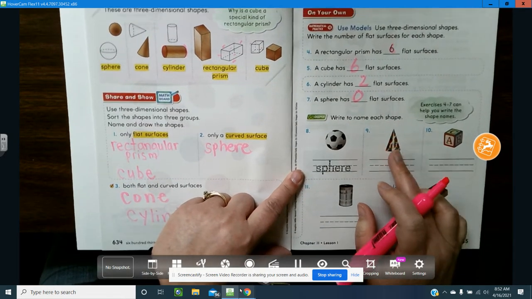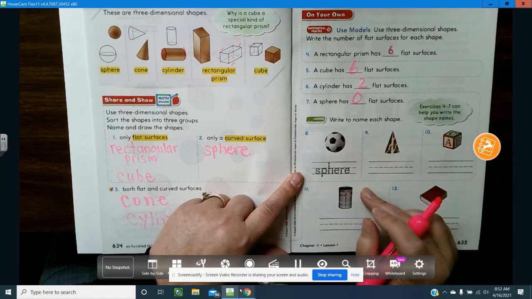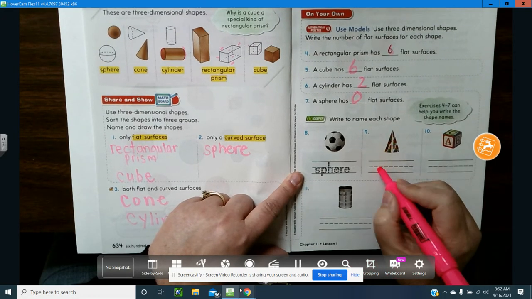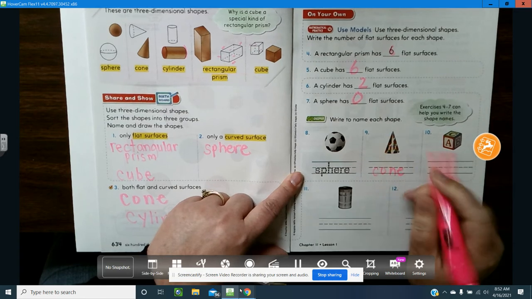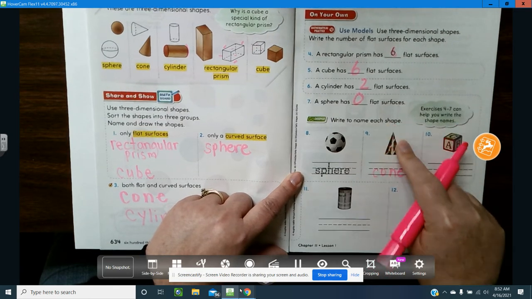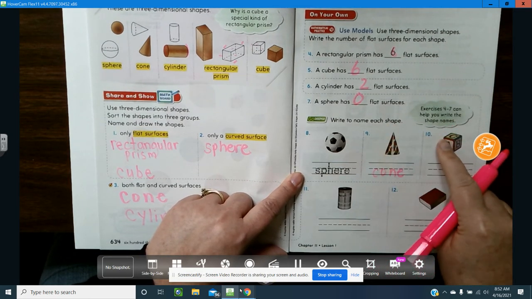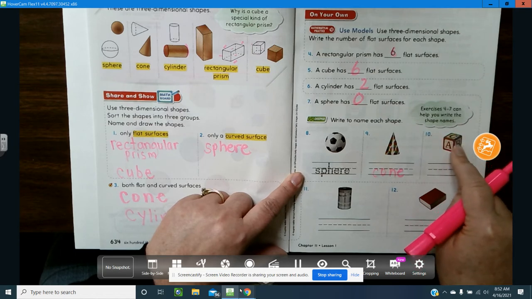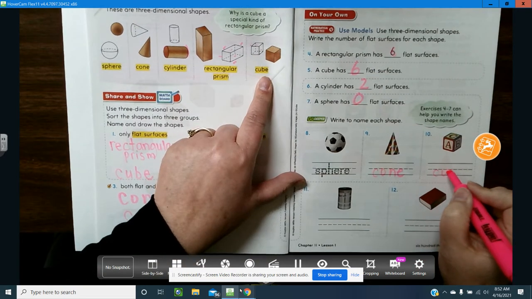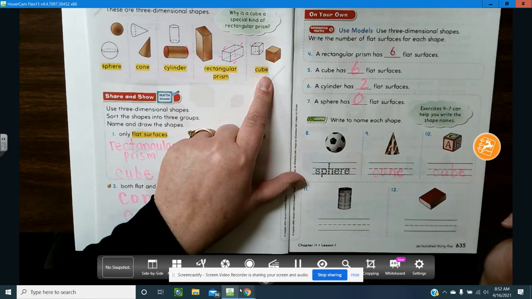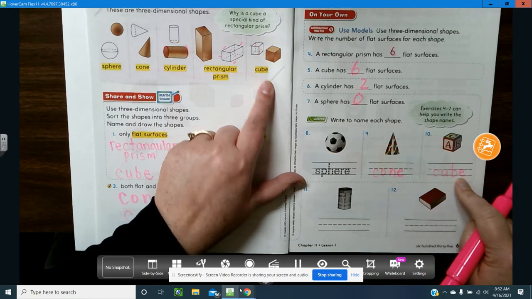Let's look at this party hat right here. What does it look like? That's right, it is a cone. It has 1 flat side, and then this is all curved. And the one with squares is called a cube. Cube. So this little block is a cube.